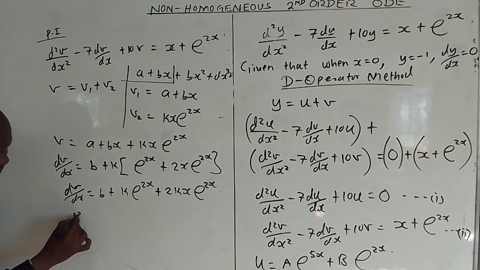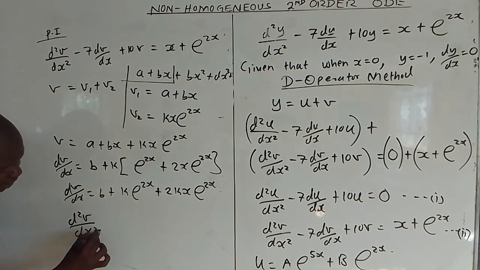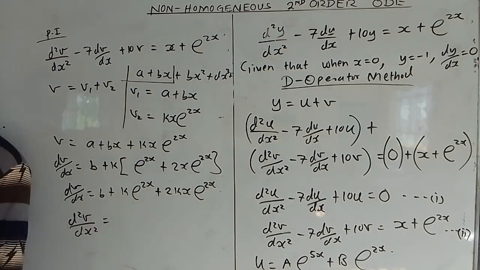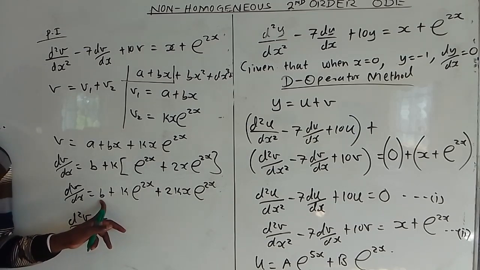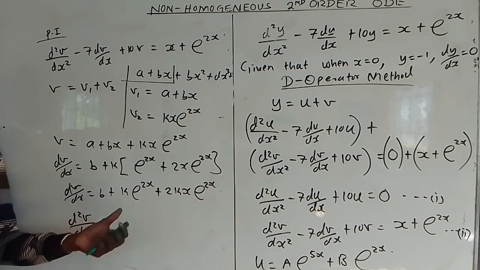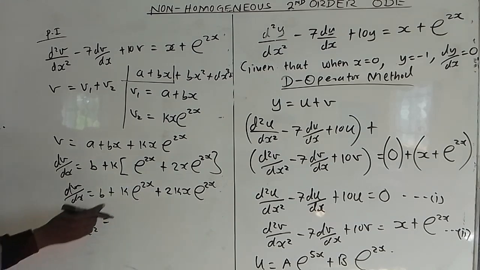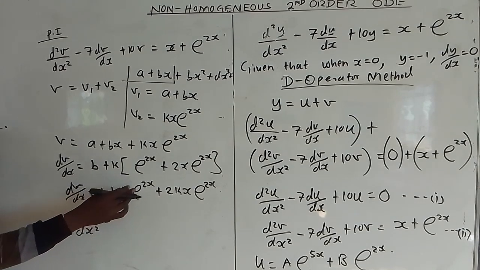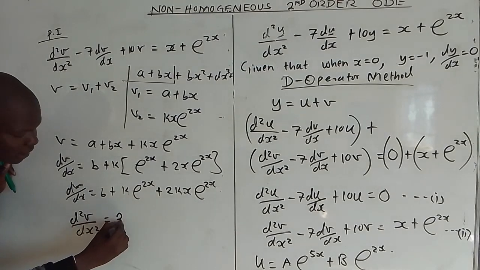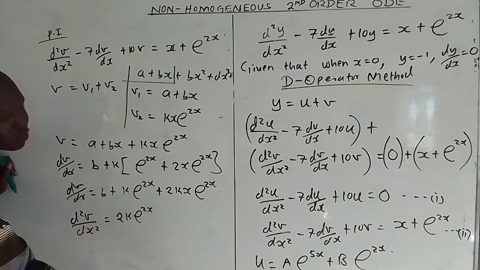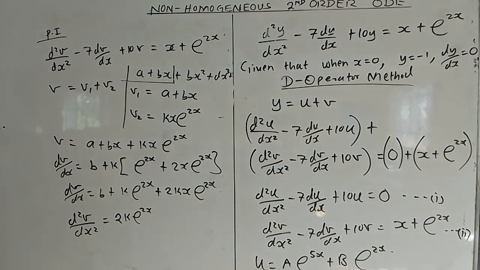We now differentiate it for the second time. d squared v over dx squared. So you start, if you differentiate b, you get 0, because it is a constant, isn't it? If you differentiate k exponential 2x, see k is a constant. If you differentiate exponential 2x, you get 2 exponential 2x times k exponential 2x. Are we together?